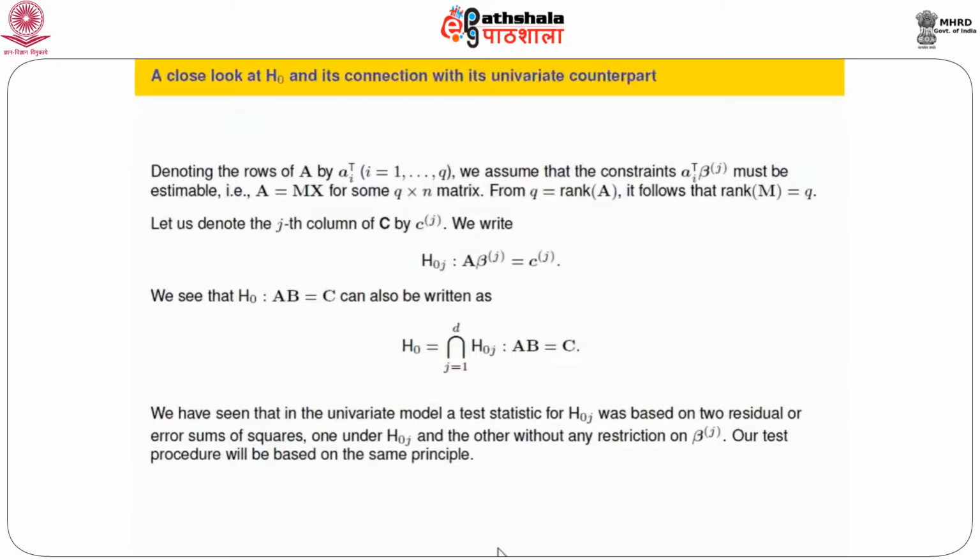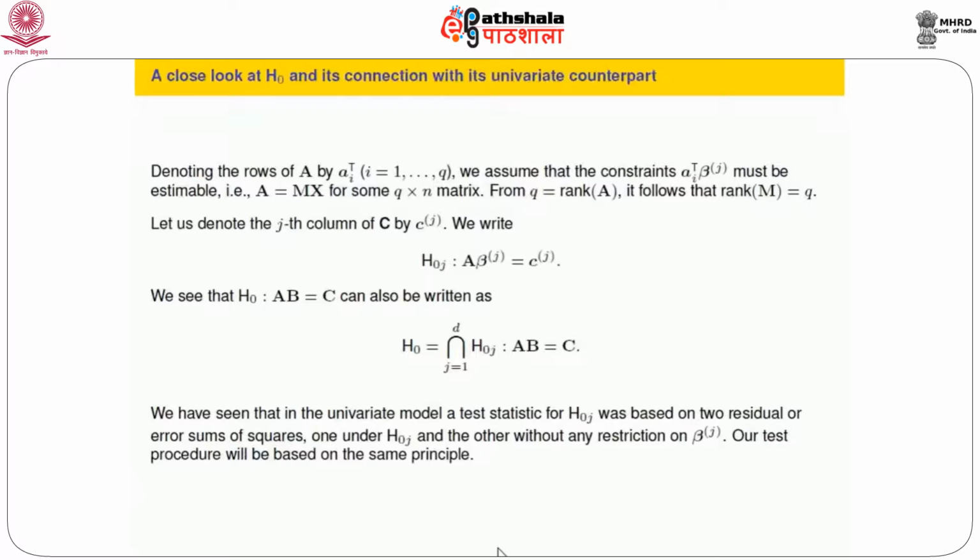So what we do now, we assume that the jth column of capital C is denoted by C superscript j. So what are the corresponding hypotheses? If we just look at this AB = C, and we recall that the columns of B are denoted by beta 1 through beta d, then this hypothesis AB = C means A beta 1 = C1, A beta 2 = C2, up to A beta d = Cd. So therefore this hypothesis can be written as an intersection of all these. So the intersection of H0j for j from 1 through d is the same as AB = C.